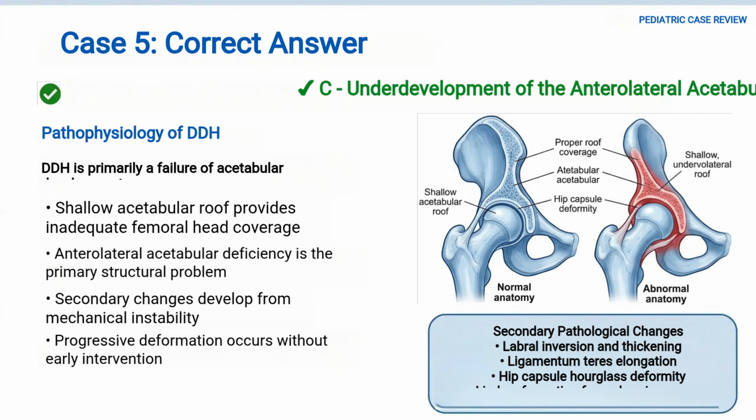Developmental dysplasia of the hip is primarily a failure of acetabular development. A shallow acetabular roof provides inadequate femoral head coverage, and anterolateral acetabular deficiency is the primary structural problem. Secondary pathological changes then develop from mechanical instability and include labral inversion and thickening, ligamentum teres elongation, hip capsule hourglass deformity, and limbus formation from chronic pressure. Progressive deformation occurs without early intervention, which is why timely diagnosis is critical.